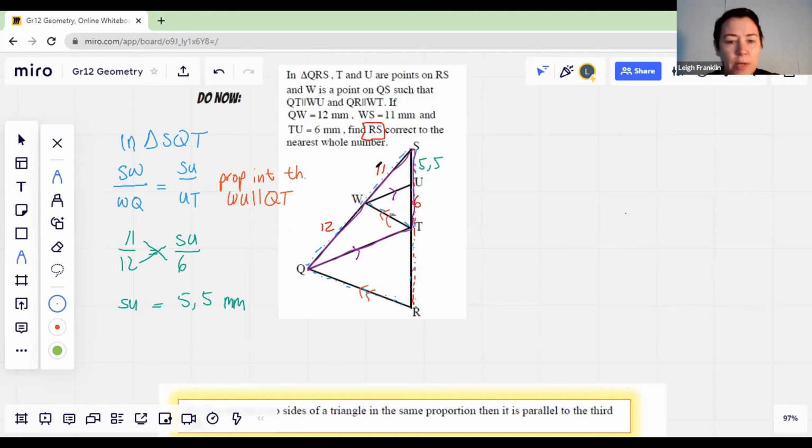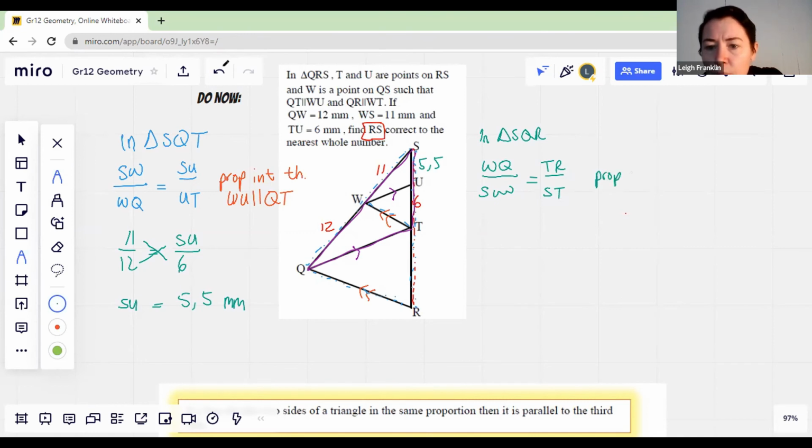Okay, this one belongs to you. Please make me a proportion so that we can solve for TR. In triangle SQR, WQ over SQ over SW is equal to TR over ST. Lovely. Perfect. Reason: proportionality intercept theorem, WT is parallel to QR.